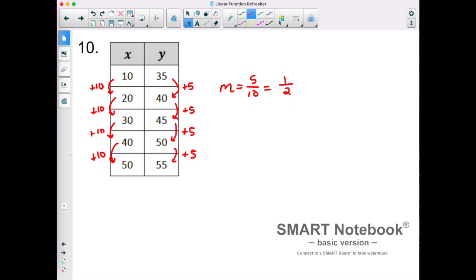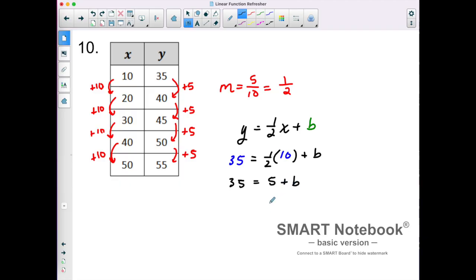However, we don't see the y-intercept automatically. And we could find the y-intercept two ways. We could do what we just did. We know that the y-intercept would have to be some value that satisfies this table. So we could plug in a point and solve for b, like 10, 35. When x is 10, y has to be 35. And then that would be 35 equals 5 plus b. Subtract 5, we get b is 30.